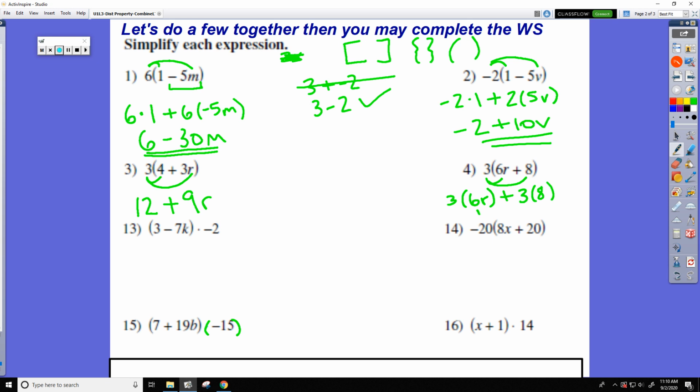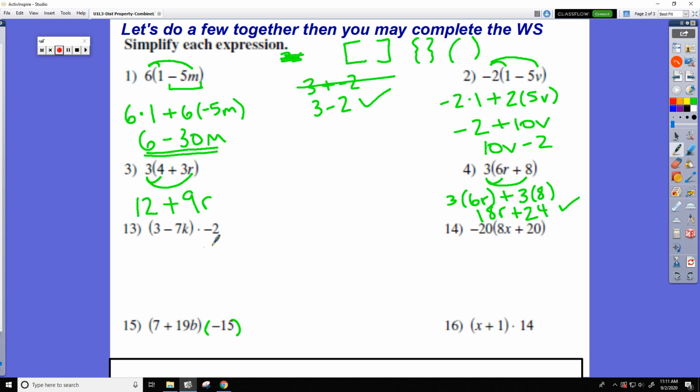So 3 times 6 is 18r. Plus 3 times 8 is 24. This is the first one that's in standard form. Remember, we want the variables first and the number last. So to write this one as standard form, we could write 10v, because this plus goes with the 10, and this negative goes with the 2. So these two are the same thing. It's just this is standard form. And I know my v looks like my check mark, so I'm going to get rid of my check mark.